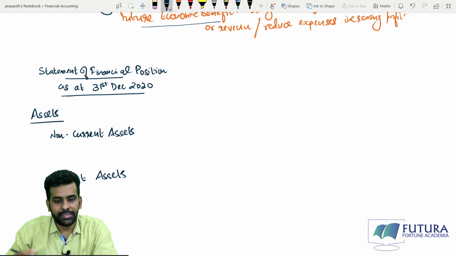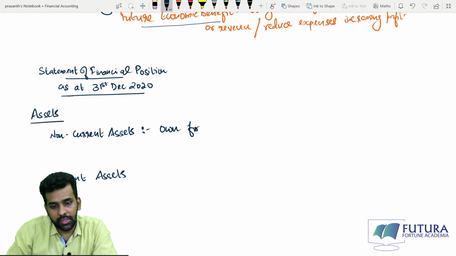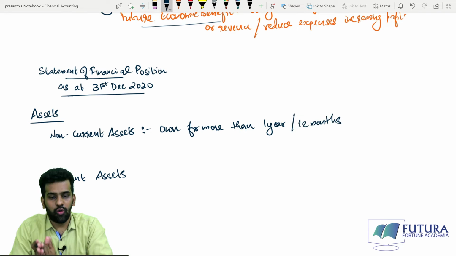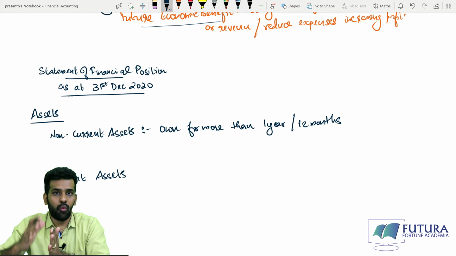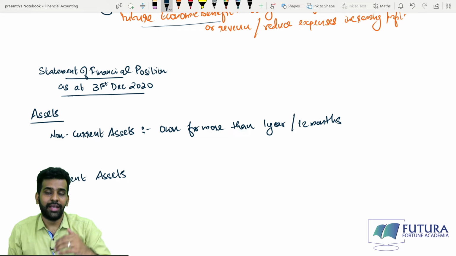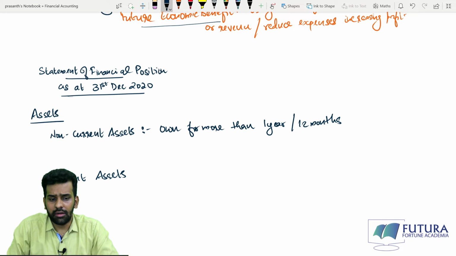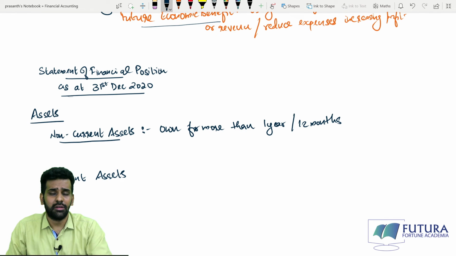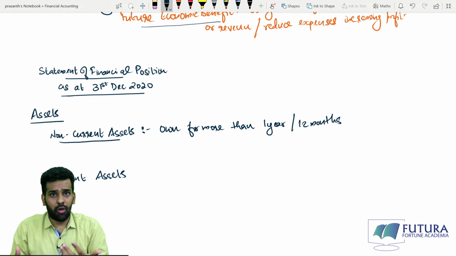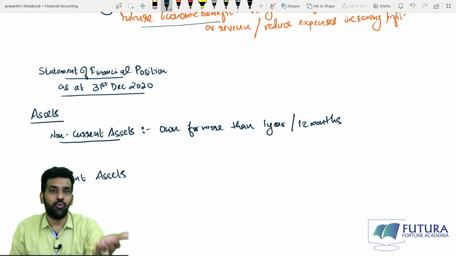Non-current assets are those assets which you own for more than 1 year or 12 months. So any item that you own for more than 1 year is considered a non-current asset. It is shown as such if you own it for a longer period of time. For example, a car. Once you purchase a car, you might use the car for more than 1 year. Your buildings, all are items that you might use for more than 1 year.